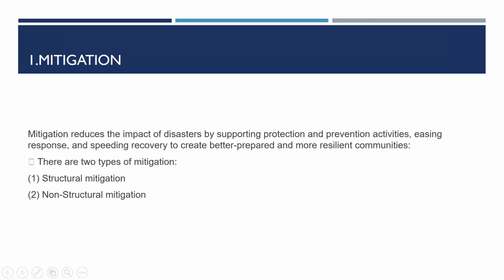So the mitigation phase reduces the impact of disasters by supporting protection and prevention activities, easing response and speeding recovery to create better prepared and more resilient communities. There are two types of mitigation. Number one is structural mitigation and number two is non-structural mitigation.